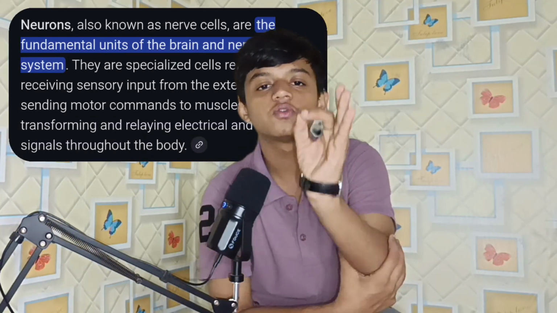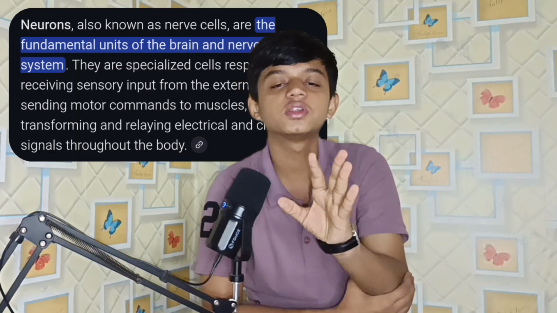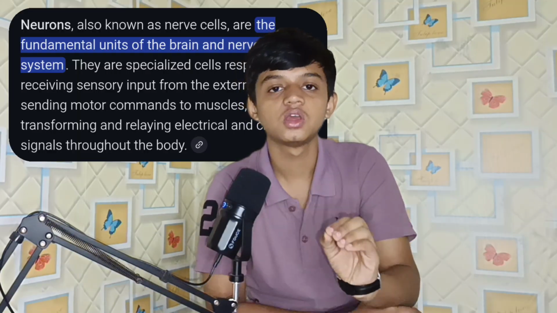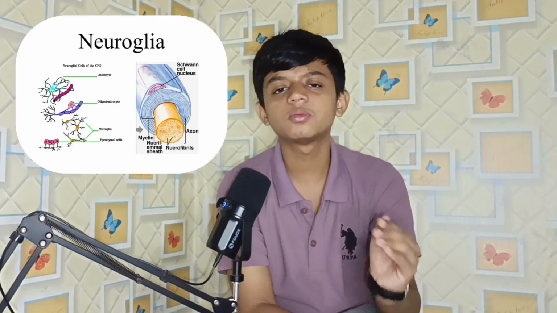What are neurons? Neurons are the functional unit of the nervous system. That's the thing. So these are the functional units of cells. And neuroglia, it is along the neuron, made of fatty material, and it also serves as a shock absorber. Now let's talk about the various parts of a neuron.